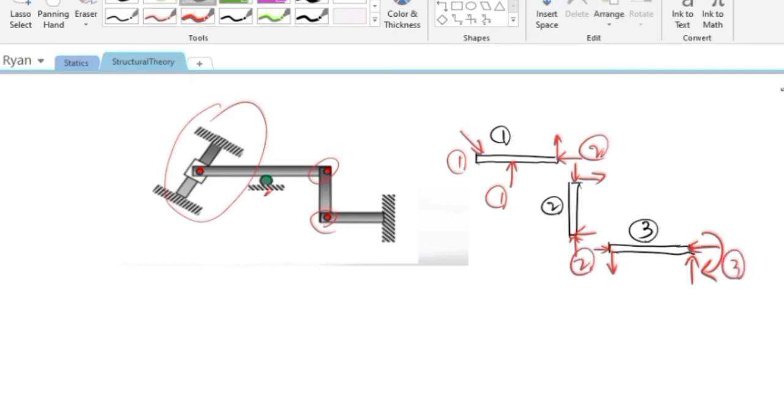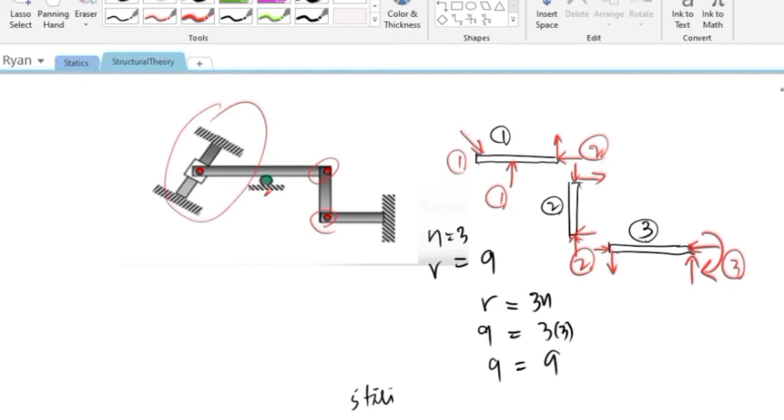For the number of members, your N is equal to 3 and the reaction is equal to 9. So, solving for the relationship of the R to the 3N, so R is equal to 9 and 3 times 3, this is 9, is equal to, so this is 9 is equal to 9. So, meaning this is statically determinate.